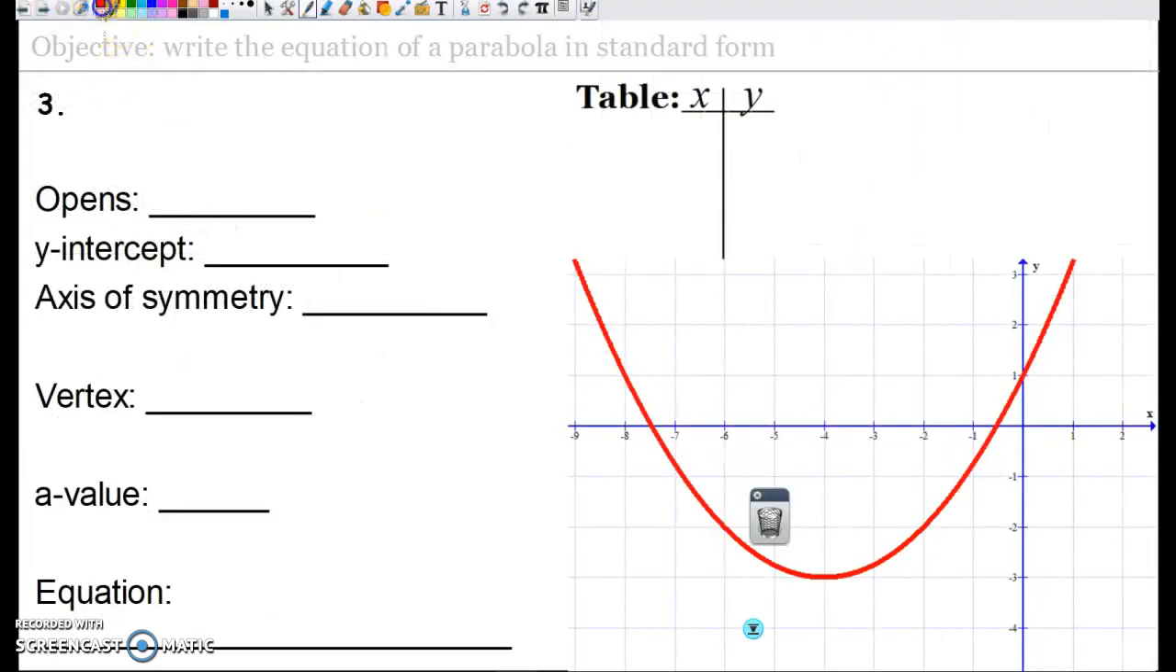Here's another example. Which way does this one open? Again, I shouldn't have to tell you. It opens up. What's the x or the y-intercept? I see over here, there's the y-intercept. It's going to be at 0, 1. So for sure, my c value should be that 1.